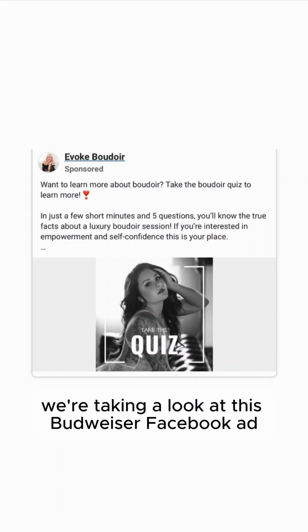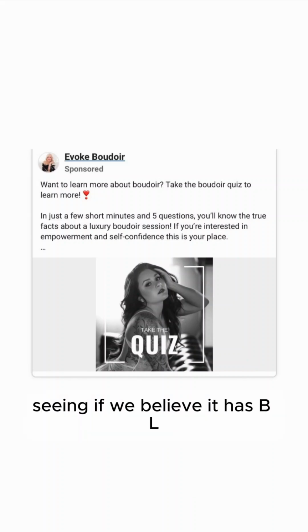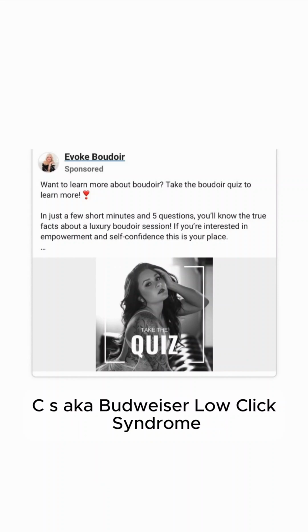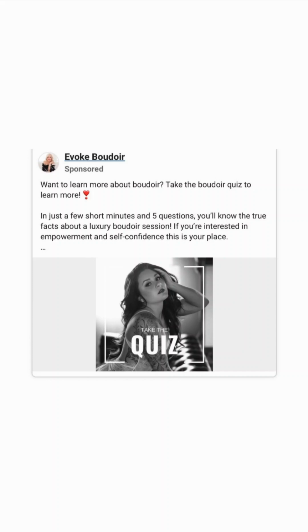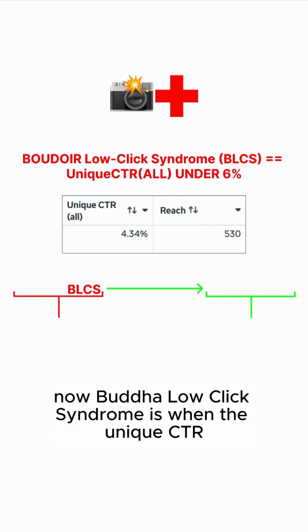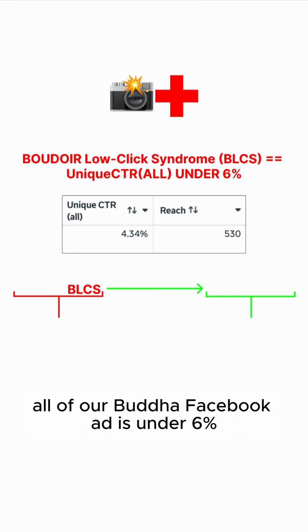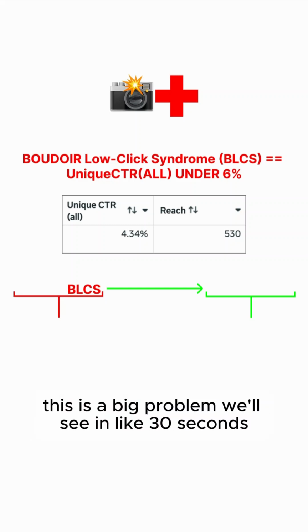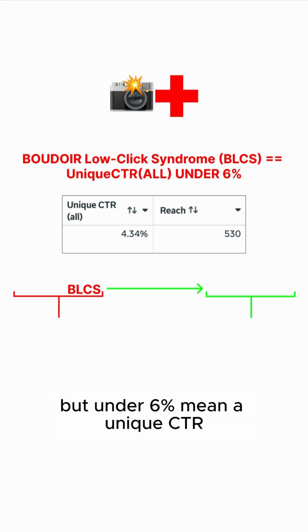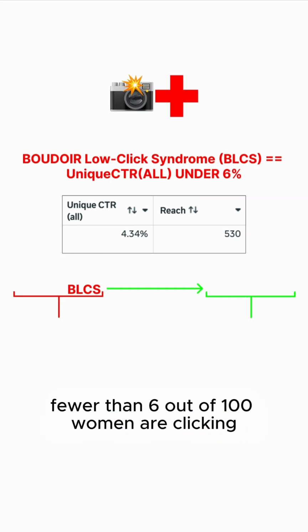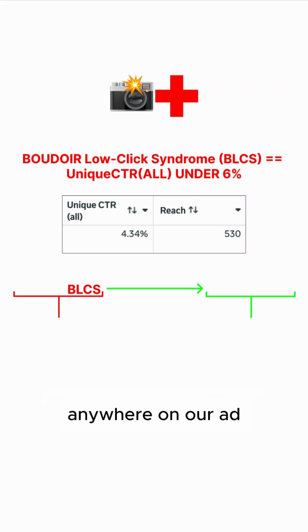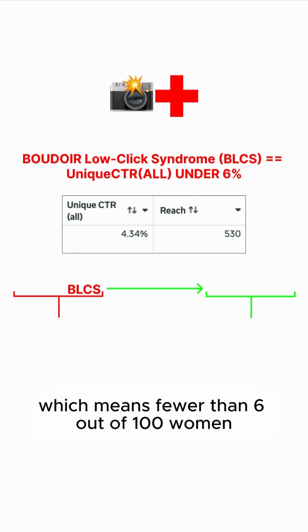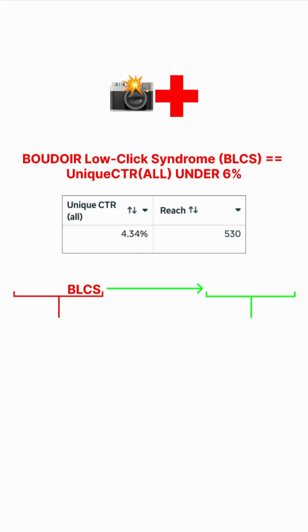All right, y'all, we're taking a look at this boudoir Facebook ad, seeing if we believe it has BLCS, aka boudoir low click syndrome. Now, boudoir low click syndrome is when the unique CTR on our boudoir Facebook ad is under 6%. Under 6% means fewer than 6 out of 100 women are clicking anywhere on our ad, which means fewer than 6 out of 100 women our ad is entering their brain.